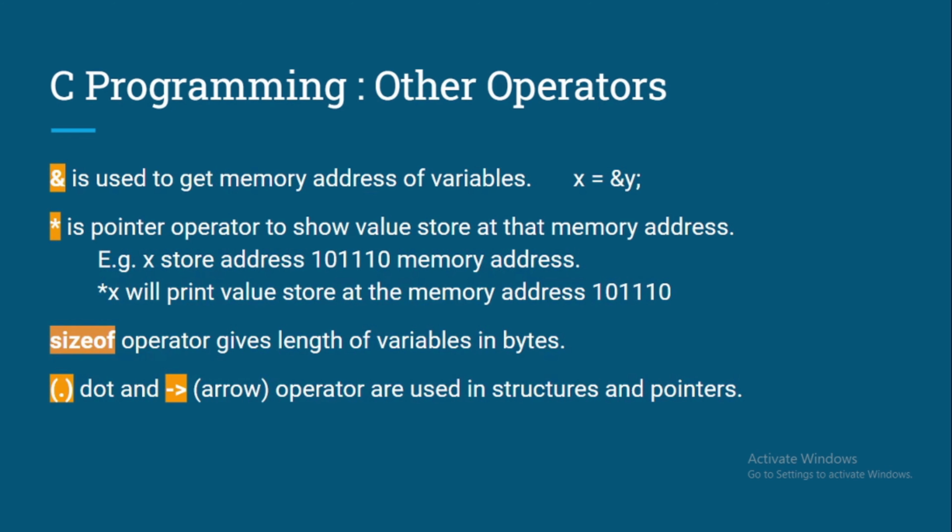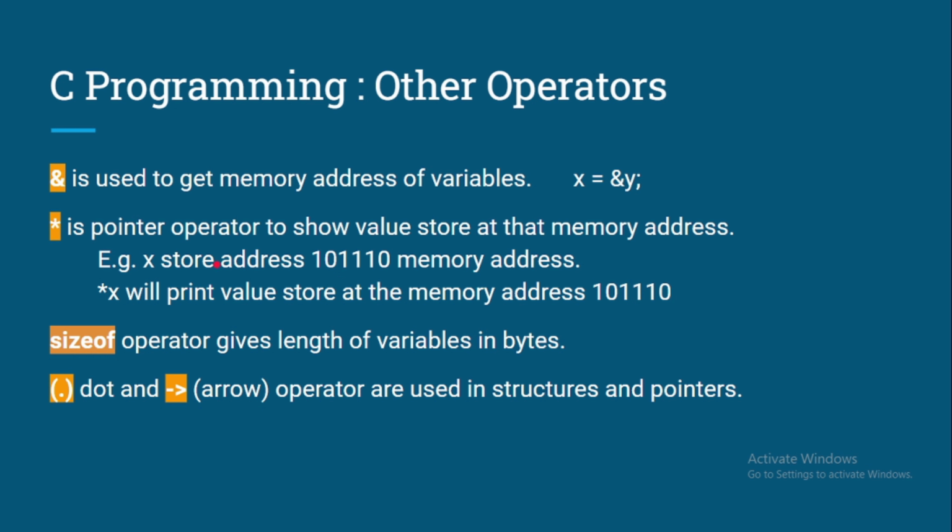Before that, we have some other operators also which we will discuss here, and whenever these will be required, we will explain that in a separate video. So what other operators do we have? That is ampersand, which is used to get the memory address of a variable, right? Mostly we use this to assign the memory address of that variable to a pointer, right? Then we have star, the pointer operator, to show the value stored at the memory address, right?